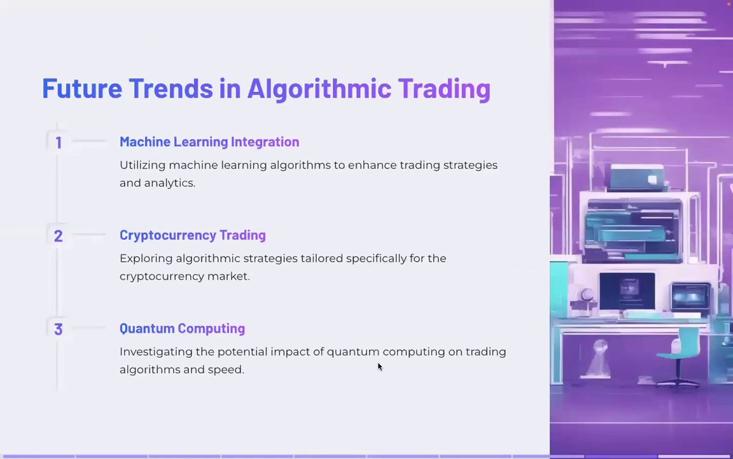Future trends in algorithmic trading. Let's talk about the future. Basically, what can be really a challenge for the algorithmic trading? Machine learning. If you utilize machine learning algorithms to enhance trading strategies and analytics, you will be one step ahead of everybody else. You can tailor your algorithmic trading to specific markets, even to specific market conditions. Like for example, you can tailor the algos to cryptocurrency trading only, right? So that seems to be a completely different trend in the algo trading, and of course, quantum computing.